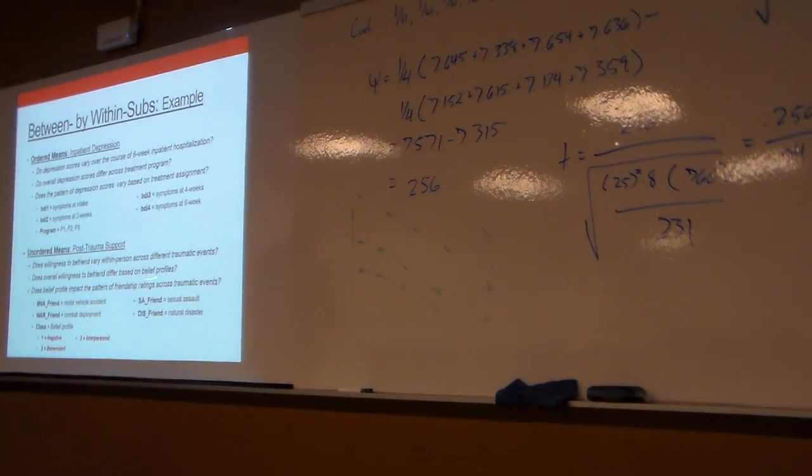So this is our ordered means, and then for our unordered means, same type of thing. Does willingness to befriend vary within person across different traumatic events? Here we're just going to restrict it to the 4 trauma vignettes, right? And so this is our main effect of our repeated measure, right? So what we're going to do here is we've gone through and got people's ratings for each one of our trauma-related vignettes, but previously, based on a different measure, we separated people into 3 different profiles, right?